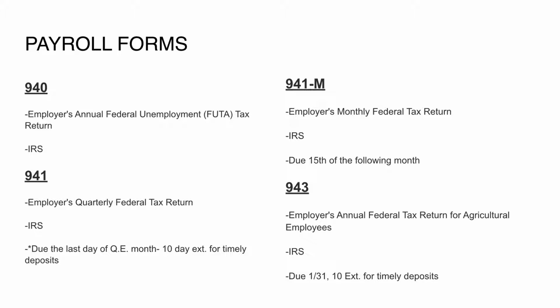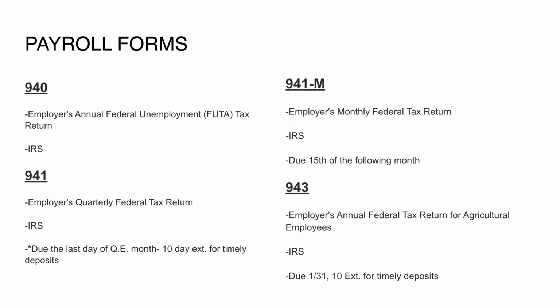Form 940. 940 is used as employer's annual federal unemployment tax return, reported to the IRS. Form 941. 941 is used as employer's quarterly federal tax return for the payroll taxes. It is reported to the IRS. It is due on the last day of the quarter ending month, and there is also a 10-day extension for timely deposits.